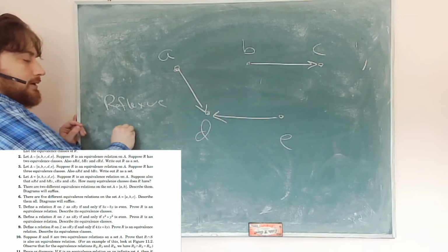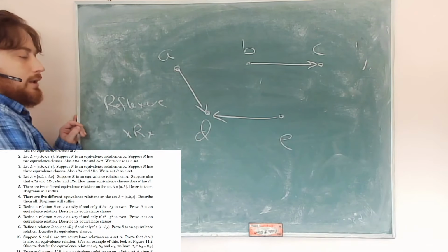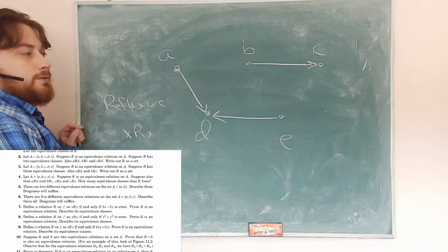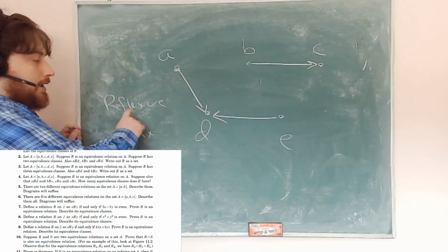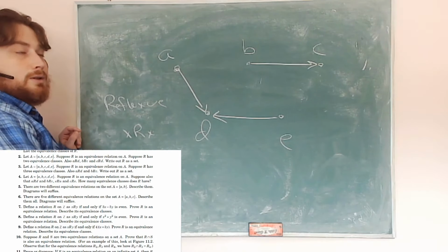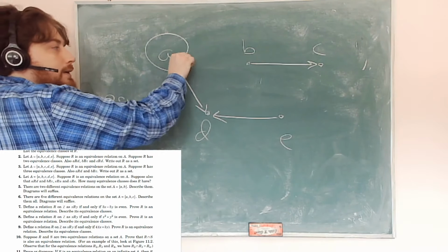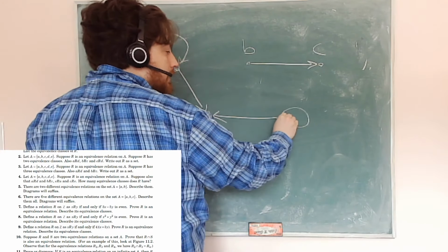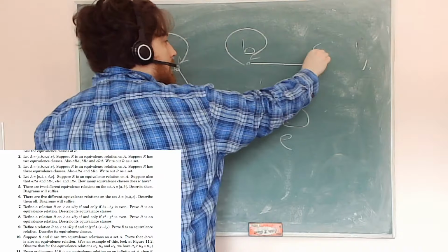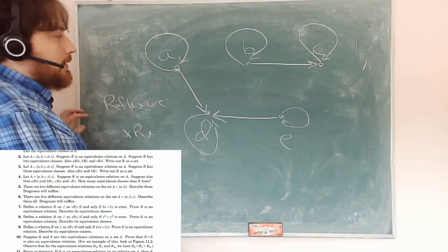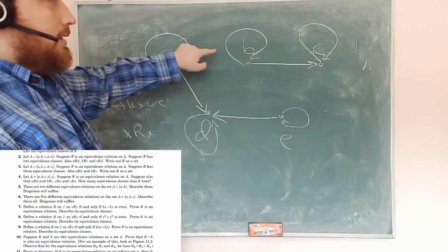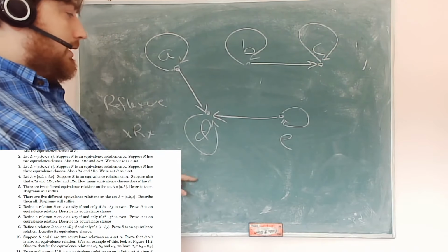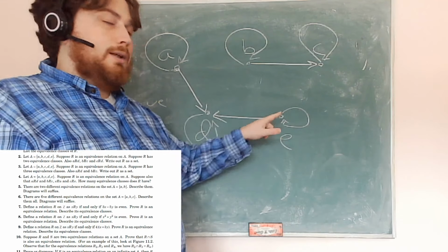So that means x R x for all x in my set. So if I go through, I'm just going to finish filling in this diagram to make sure that this is true. So to be reflexive, I have to have this arrow as well. I have to have this arrow, this arrow, this arrow, and this arrow, because A has to be related to A, B has to be related to B, C has to be related to C, D has to be related to D, and E has to be related to E.